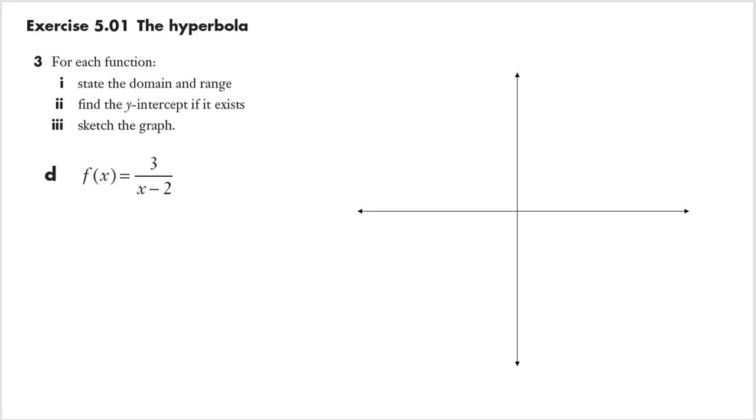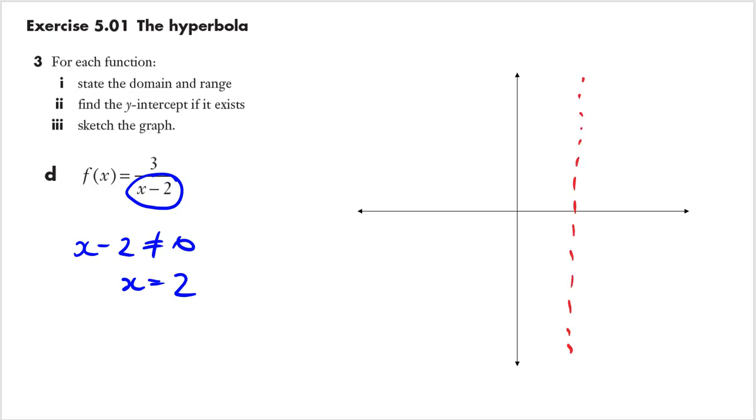So part D, let's start with the denominator. What number of x is going to make that 0? Well, obviously it's going to be x equals 2, so that's going to give us a vertical asymptote this time over here at 2. Just label that. It's a positive hyperbola, so we're going to have our hyperbola in the positive sections, and you'll notice because of that we're going to have a y-intercept down here somewhere.